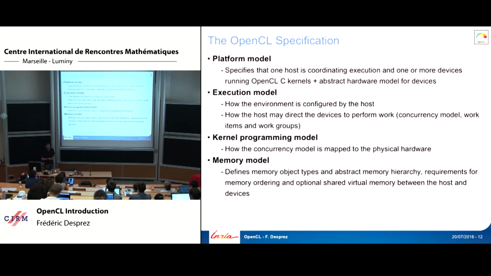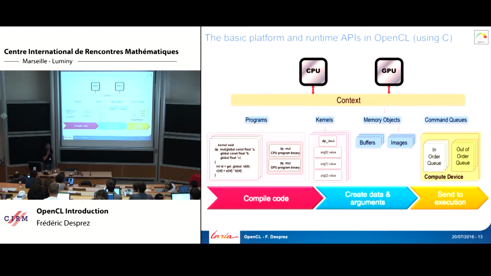And finally, the memory model. It defines the memory objects that are built to exchange data across the memory hierarchy, from the host to the device and within the device also. It gives some advice about memory ordering, and you can have shared memory between host and devices, for example.